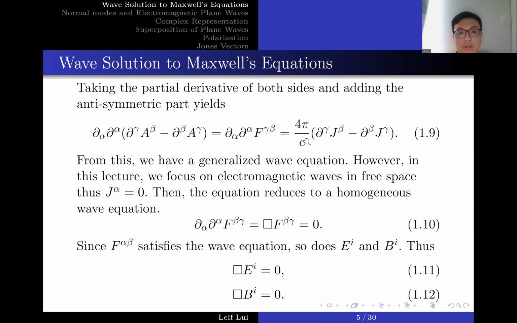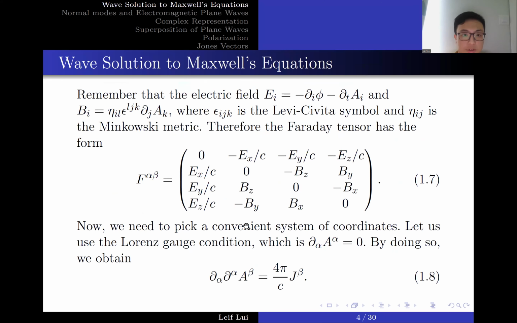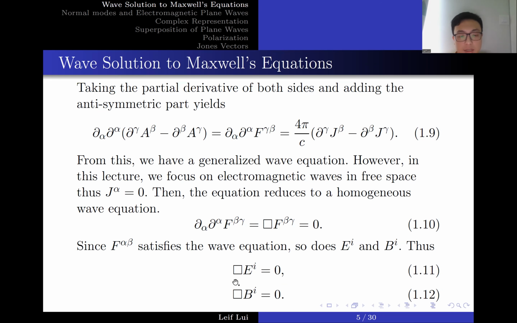But in this lecture, we are considering electromagnetic waves in free space. So basically, the charge density is 0 and the current density is 0. So therefore, J alpha is equal to 0. So then the equation reduces to a homogeneous wave equation. So basically, this is essentially the D'Alembertian, which is equal to 0. So this is a homogeneous wave equation. What is nice is, since F beta gamma, for example here, has electric and magnetic field components, this infers that the electric and magnetic fields must also satisfy the wave equation.